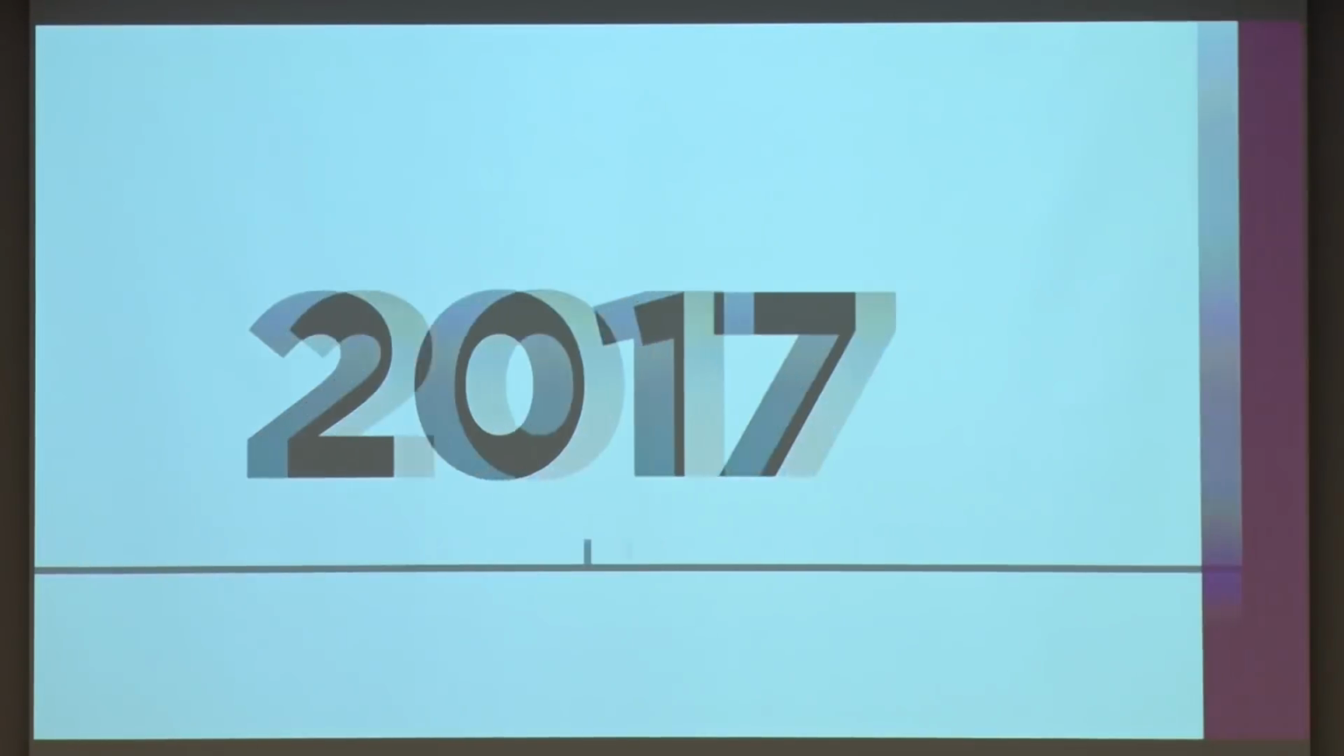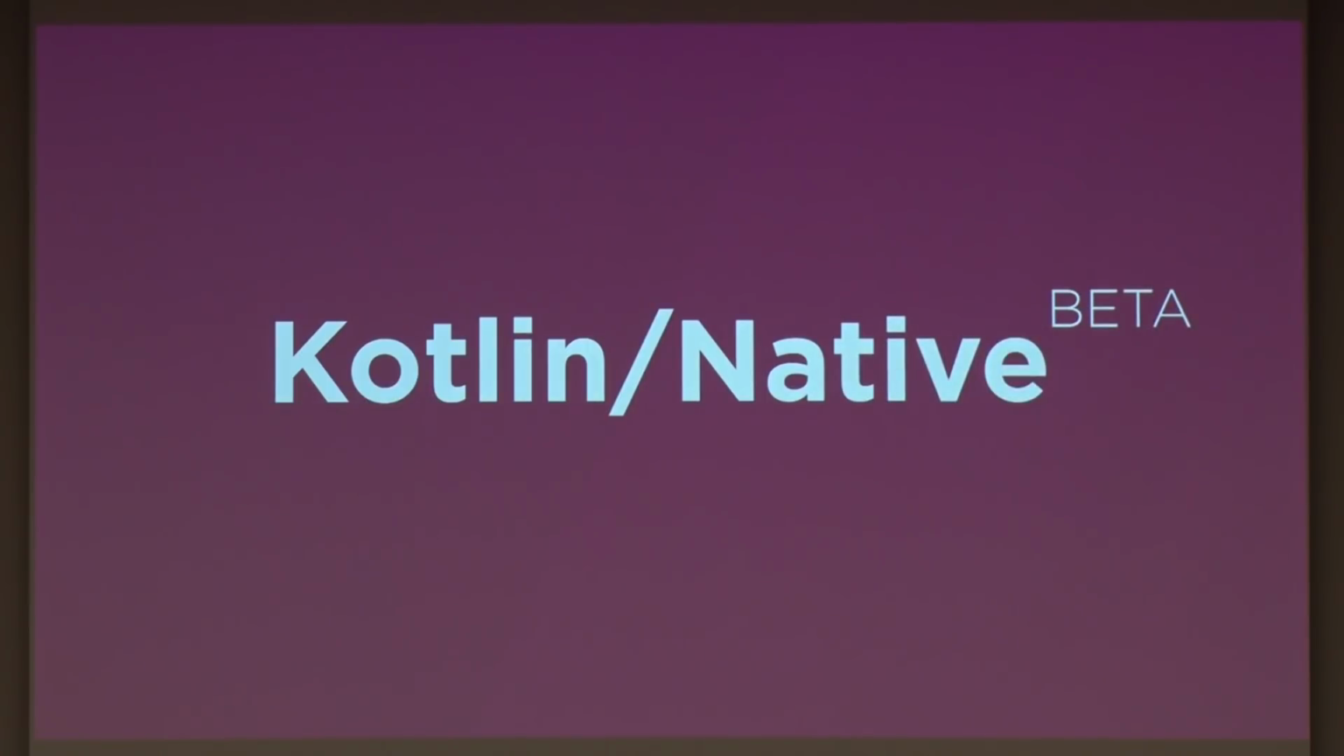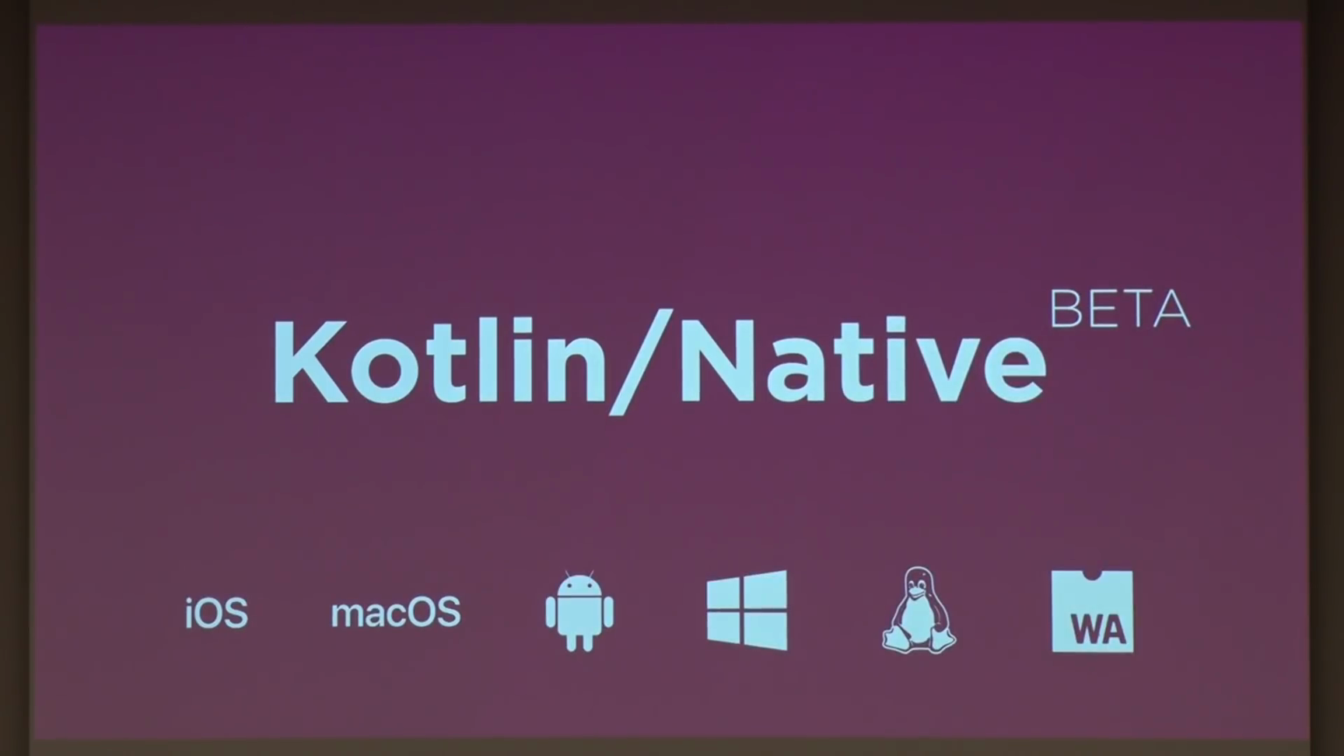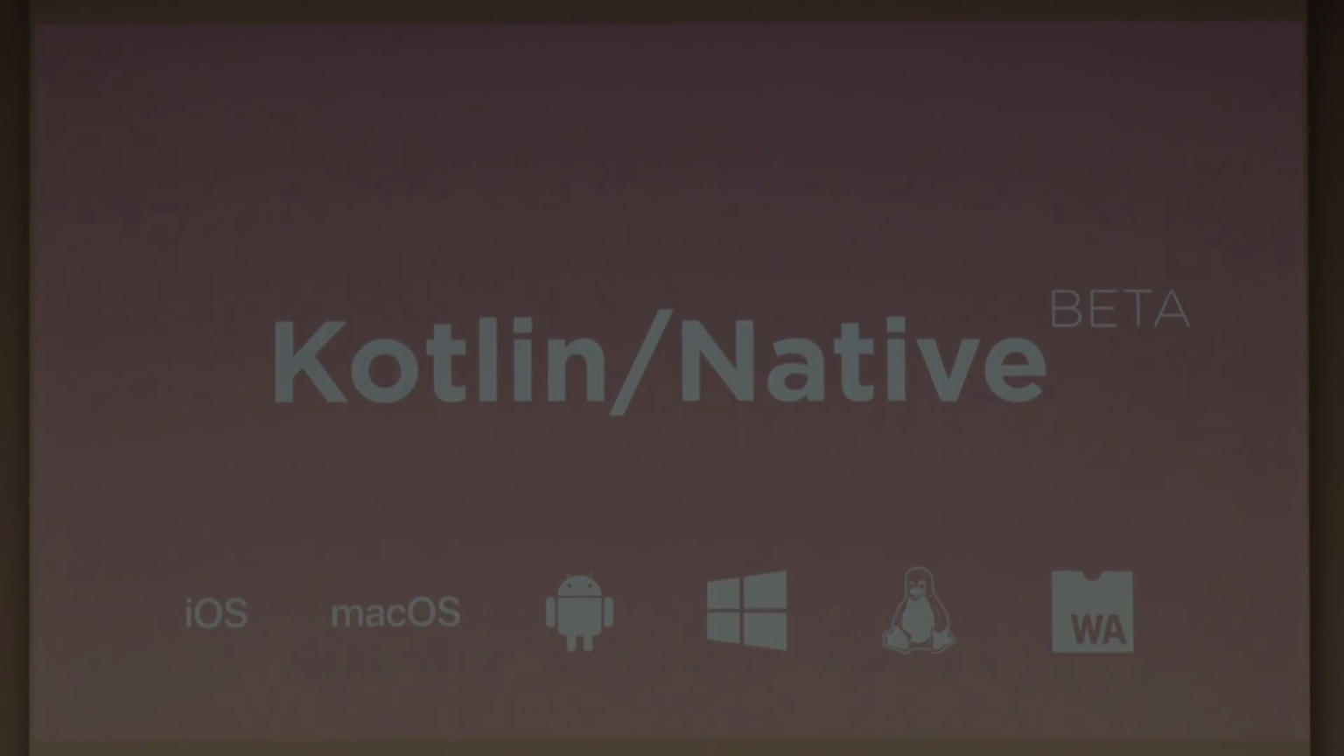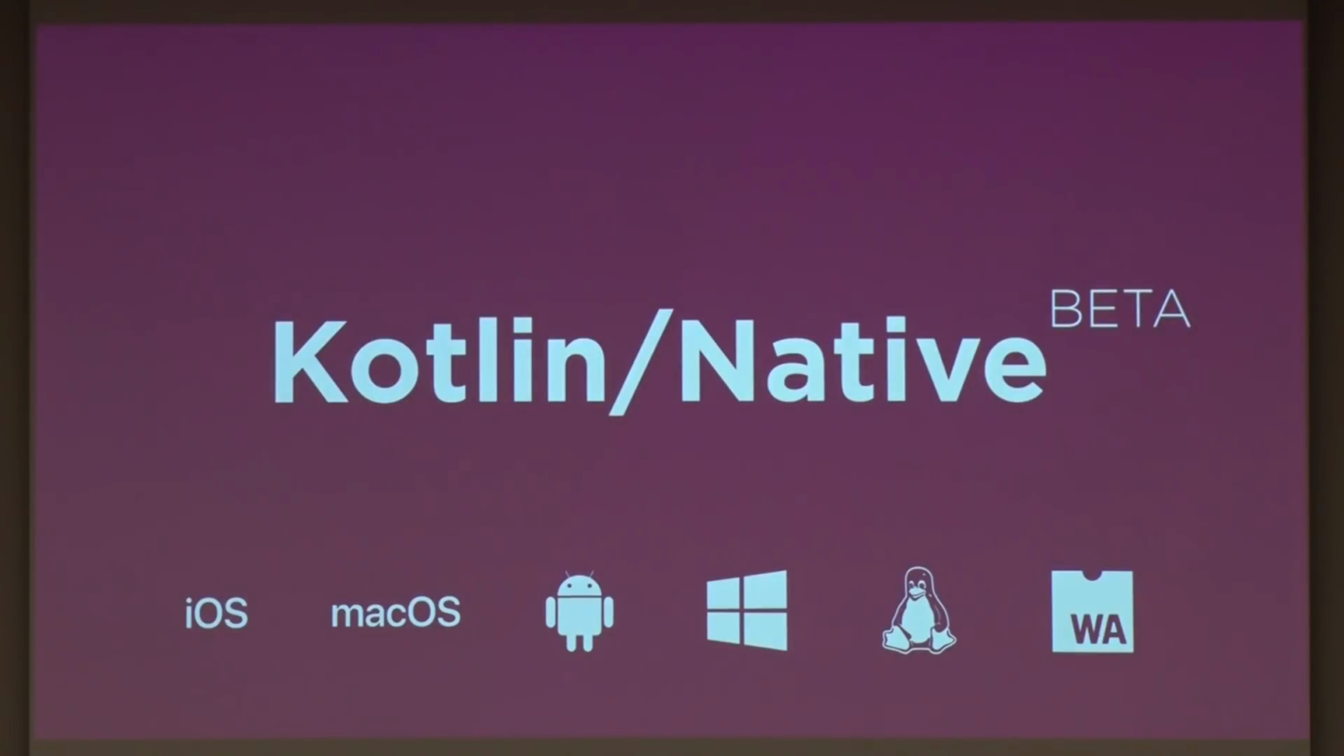In 2017, we launched Kotlin Native. And last month at KotlinConf, we announced Kotlin Native going beta. And this essentially means that now you can target iOS, macOS, Android, all of the different things that you could potentially think of with Kotlin Native, including WebAssembly. And whenever WebAssembly is ready, hopefully we'll be ready as well. But this opens up a whole bunch of new platforms, right?